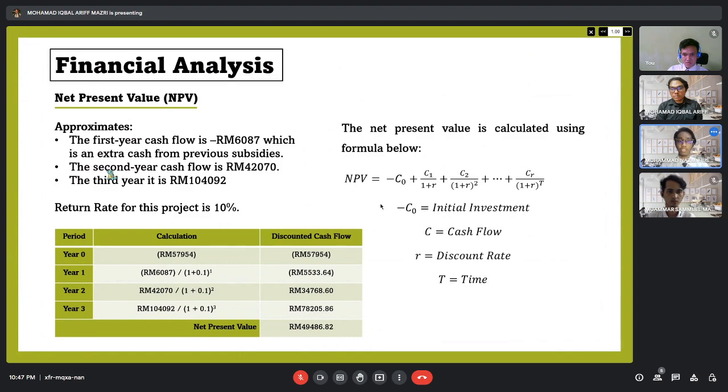Our NPV, which we calculate using the formula at the right side of the slide, and we have the return rate of the project 10%. We calculated that our NPV is going to be 49,486 and 82 cents.